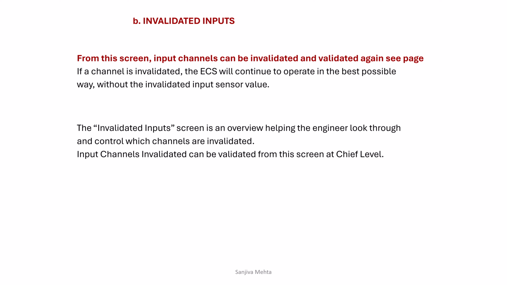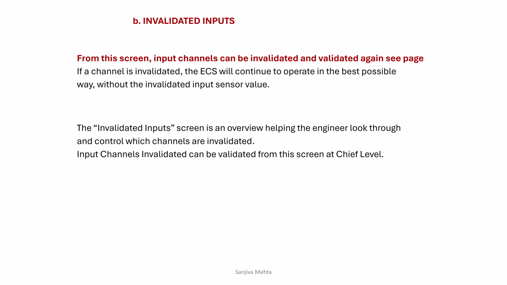The invalidated input screen is an overview helping the engineer look through and control which channels are invalidated. So you can see here, when you go to invalidated input, what all channels were invalidated. Maybe you have come for the watch and the other engineer forgot to tell you. Suppose you are keeping watches, or in the morning the chief engineer or second engineer comes. He sees the night duty engineer had invalidated inputs, and he can inquire why it is still invalidated. So the chief engineer, first engineer, actually all engineers must know what is happening.